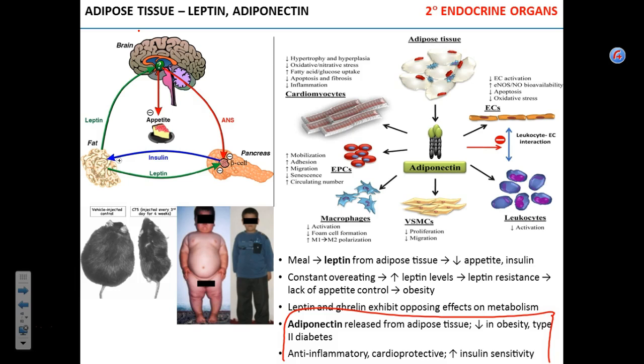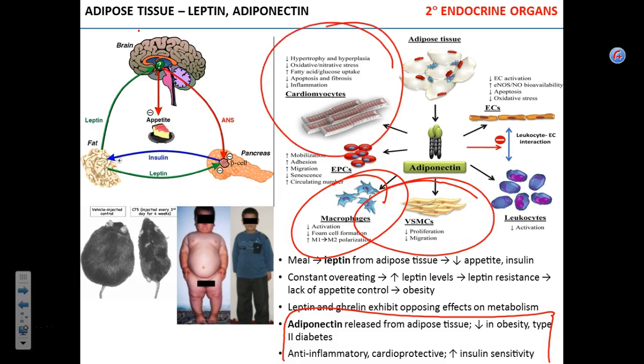It is anti-inflammatory, decreases activation of macrophages. It is cardioprotective, very much cardioprotective, which means it will decrease the manifestations of atherosclerosis. It will decrease the problems with cardiomyocytes, cardiac muscle. So pretty much it's good.